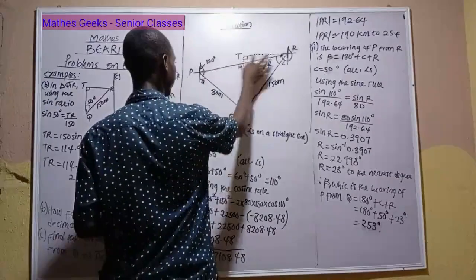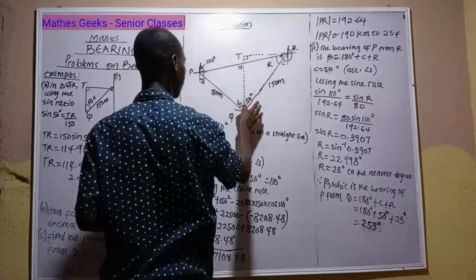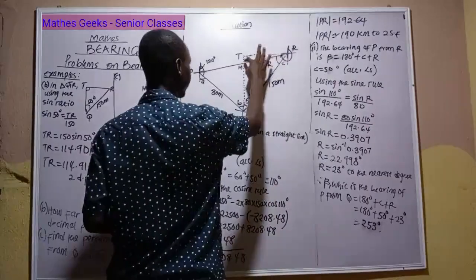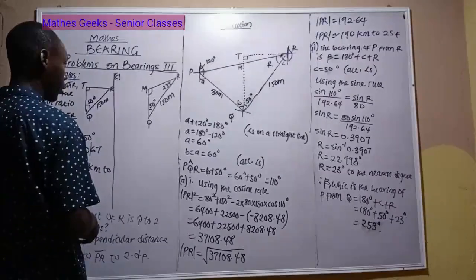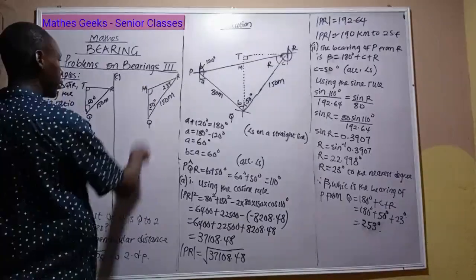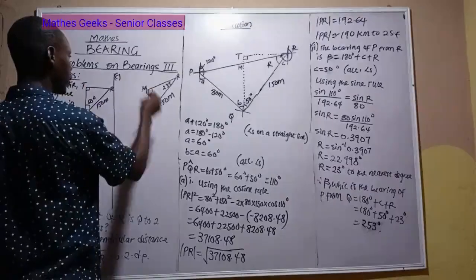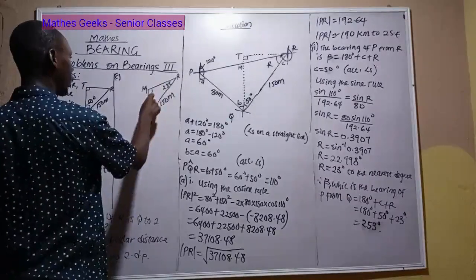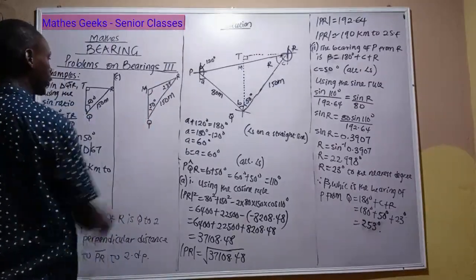QPR is the whole distance from P to R. So this M is from here to here. We don't know this, but what are we looking for? We are looking for the perpendicular distance, so we are looking for this side. For us to know this, we're going to use the sine rule. Since we are looking for this side, we need a known angle on the side, and a known angle on the unknown side to compare with.